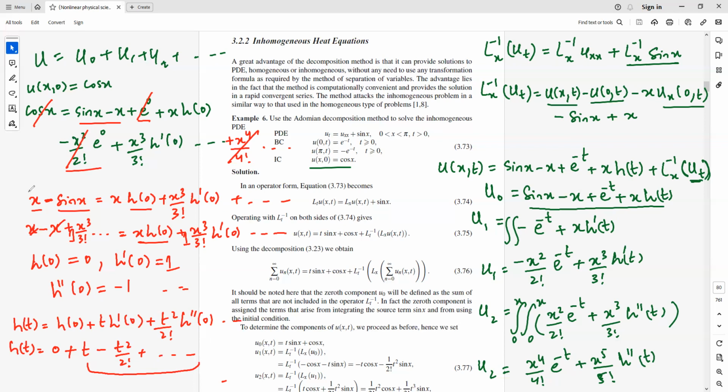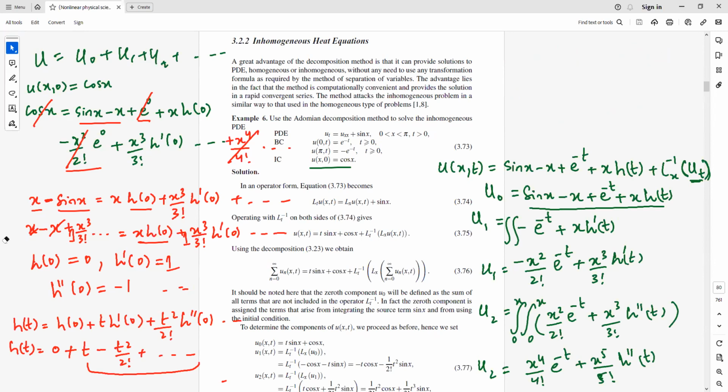Now, this can be a series of some known function if we add 1. So in order to add 1, we need to subtract 1 as well. Therefore, let us do this thing here. Now this, we can write it as h of t equals 1 minus, 1 minus t plus t squared over 2 factorial and so on. So it gives us 1 minus e to the power negative t. So h of t is 1 minus e to the power negative t.